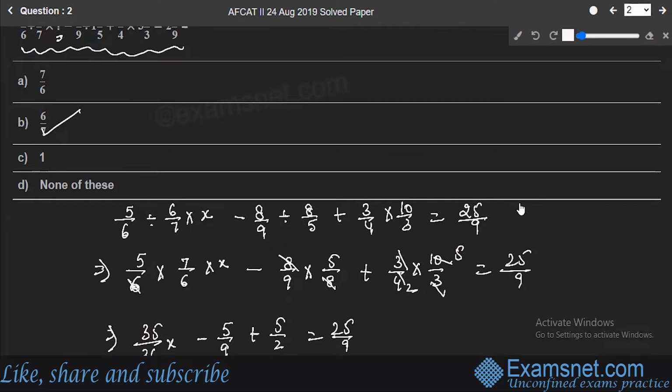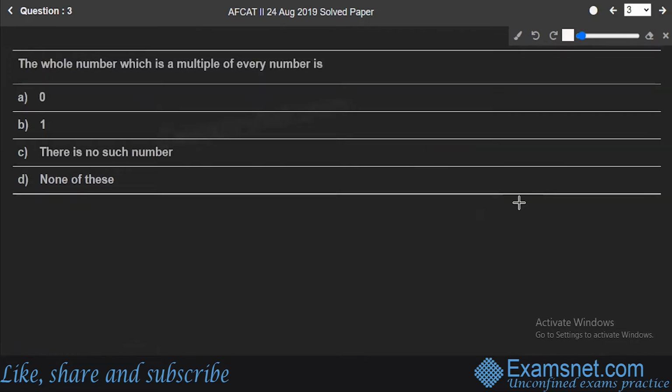Let's move to the next question. Question number 3. It's a very simple question. It says the whole number which is a multiple of every number is 0, 1, there is no such number, or none of these. What do you think the correct answer is?